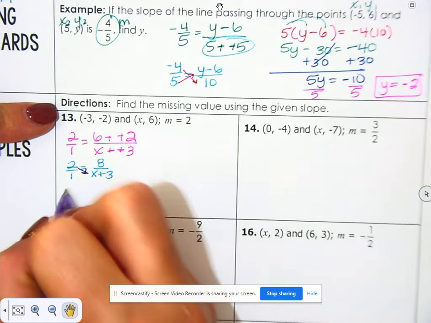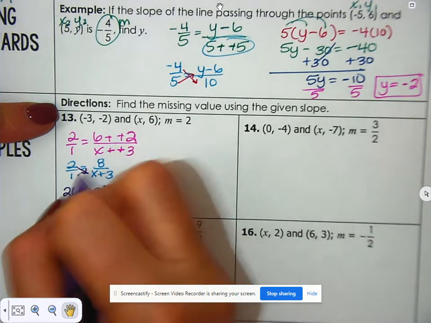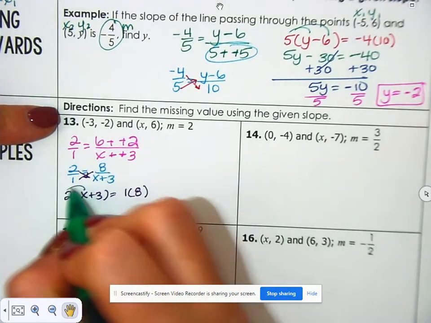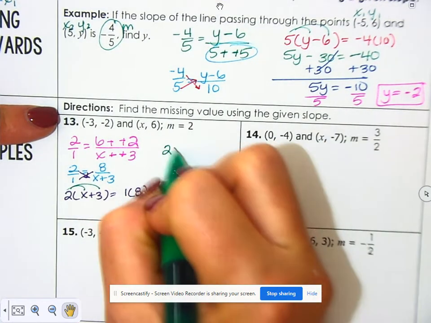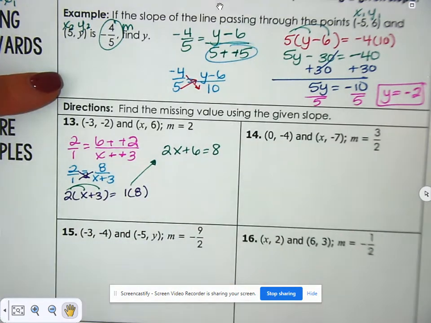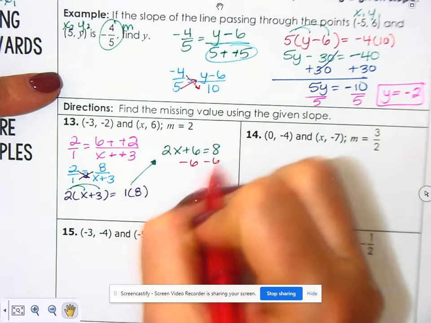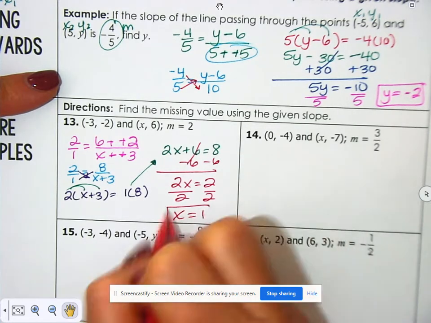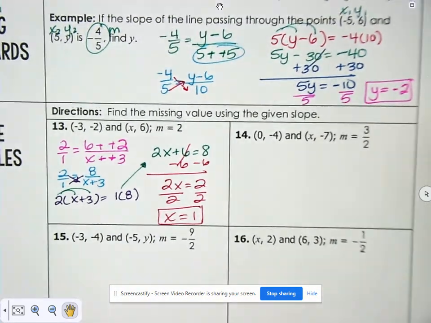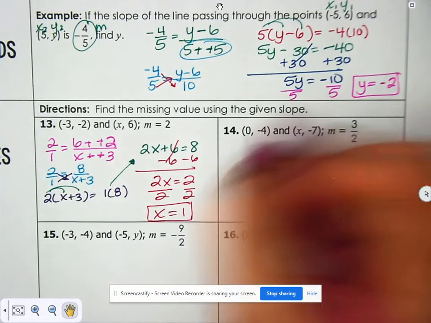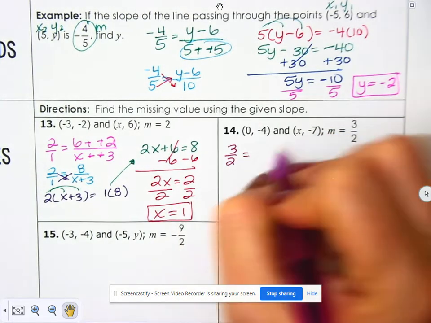The next step is to cross multiply. So again, I'm going to do the variable first. So that took me up here. I didn't want to run out of room, okay? And now we're going to solve. So we're going to subtract 6. And x equals 1.